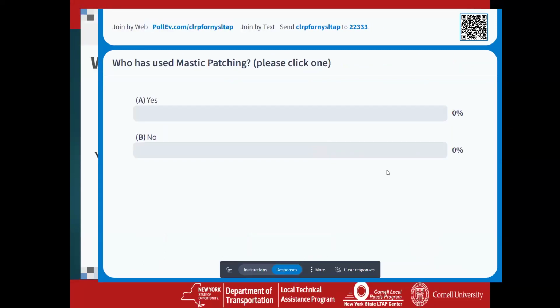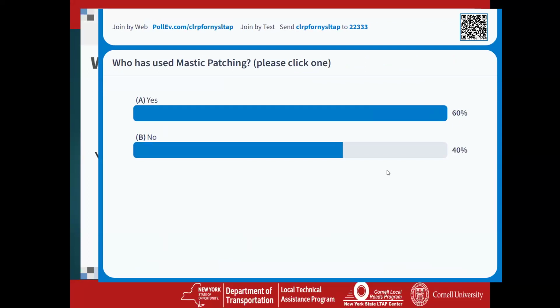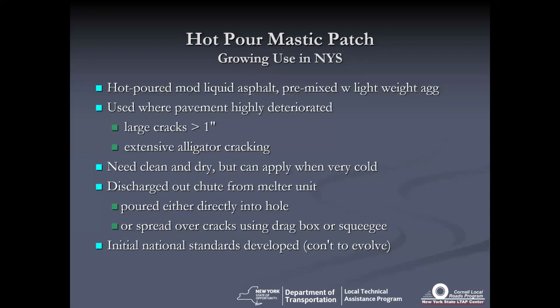And I would guess that the answer you've put in is use mastic. Yep, there we go. Good, good. So mastic has a lot of growing use in New York. A great technology. You use it where your pavements are highly deteriorated and your cracks are greater than an inch.